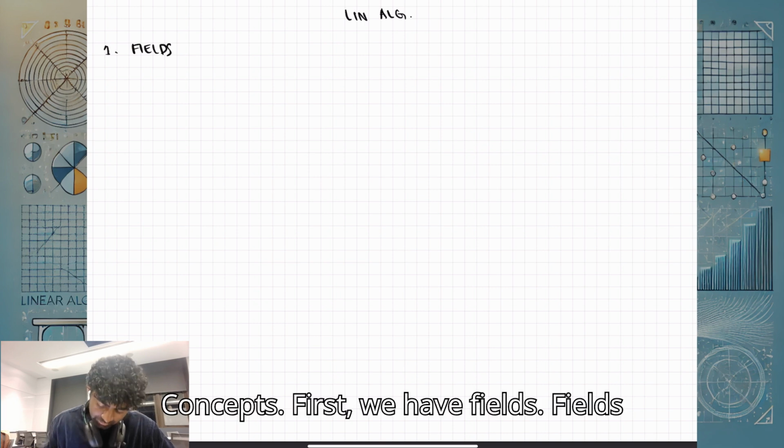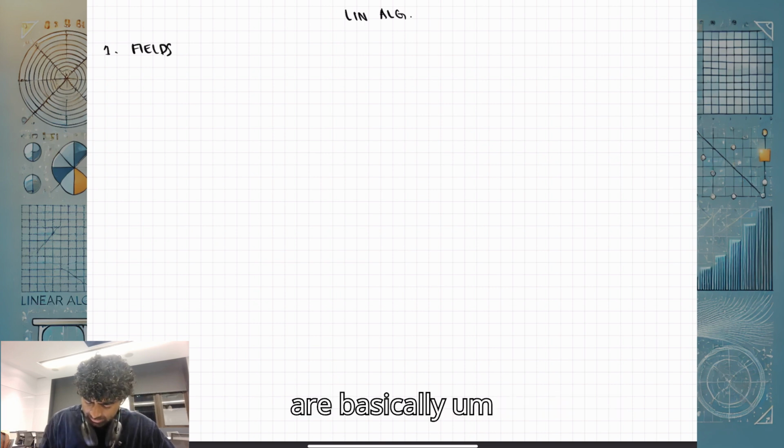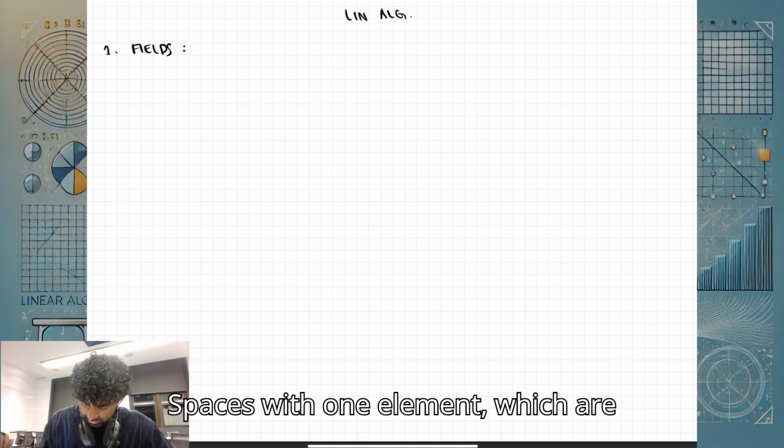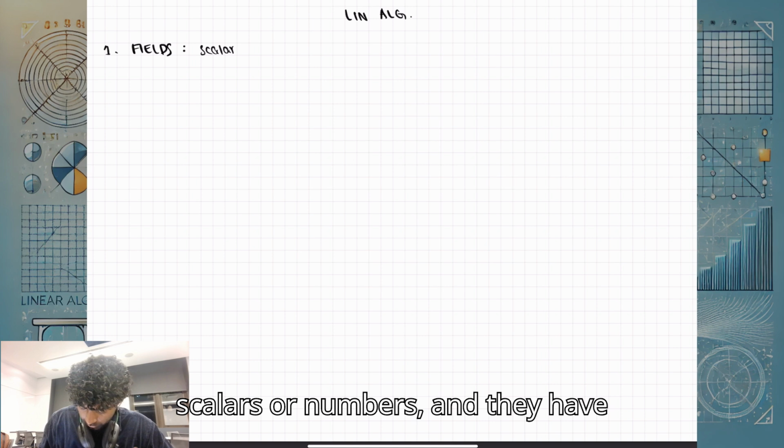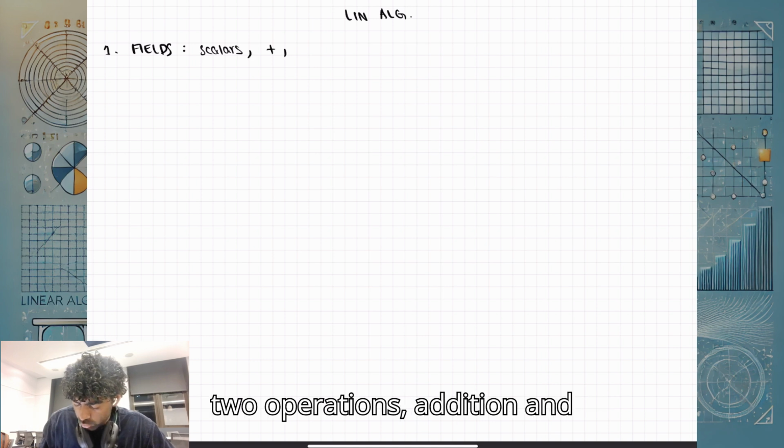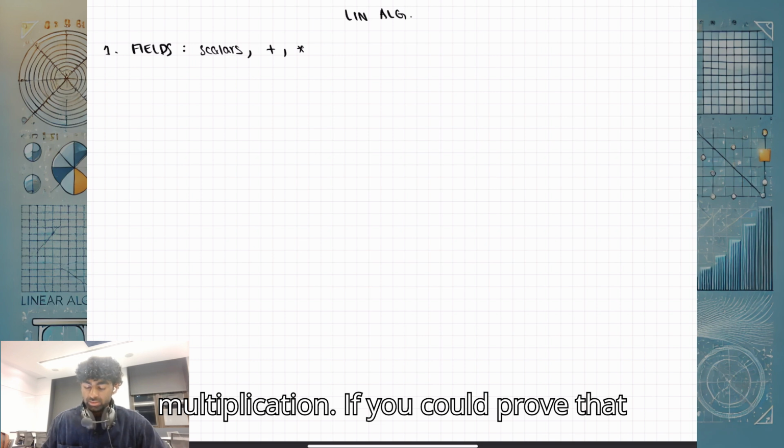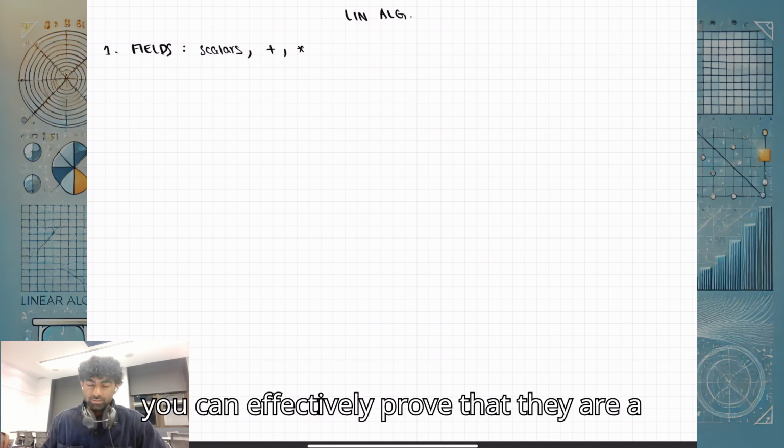Concepts. First, we have fields. Fields are basically spaces with one element, which are scalars or numbers, and they have two operations, addition and multiplication. If you could prove that they're closed under their properties, you can effectively prove that they are a valid field.